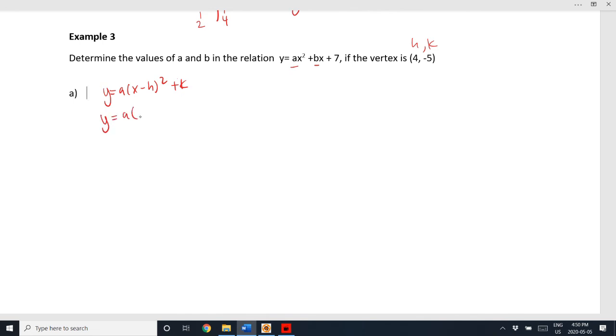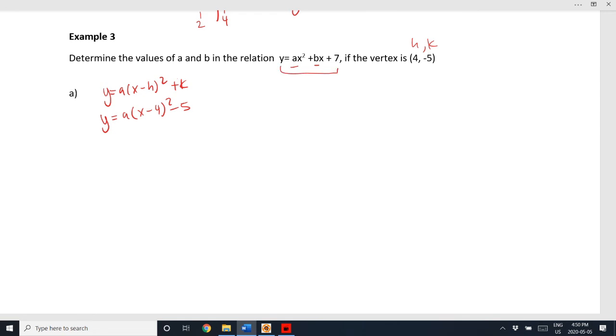Y is equal to a bracket x minus 4 close bracket squared minus 5. Okay, so that's my first step. The next thing is we need to solve our a value. And to do that, we need a good point. You may not think we have a good point, but we do, and we have it from this equation here.